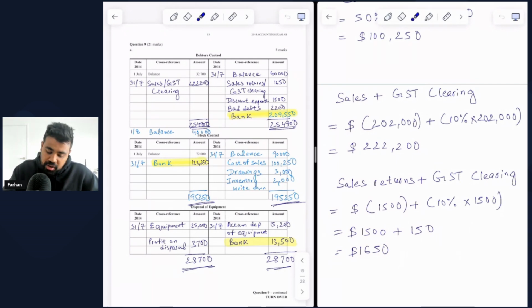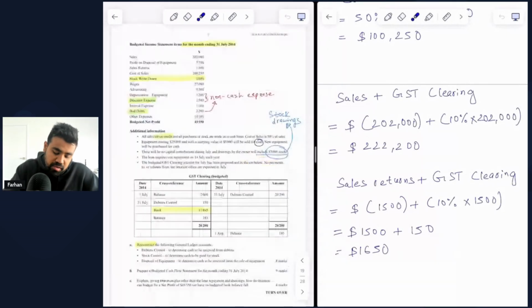Then you are including discount expense and bad debts. Both of these are non-cash expenses. And because they're expenses, where can we expect to find them? Within the income statement. So let's check the income statement, and you'll find discount expense and bad debts.